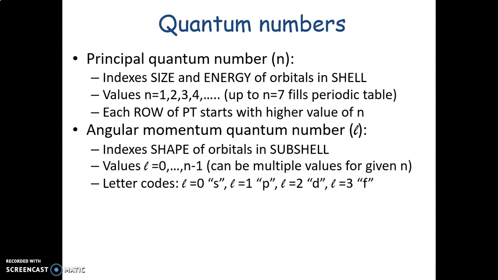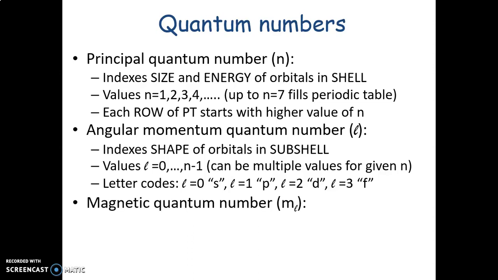We give letter codes to the different number values to distinguish the l quantum number from the n quantum number. And you've seen these before. l equals 0 is s for sphere, l equals 1 is p for peanut, l equals 2 is d. We jokingly said different, and l equals 3 is forget about it.